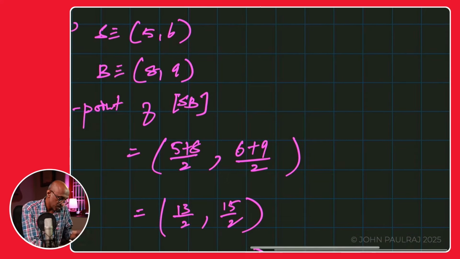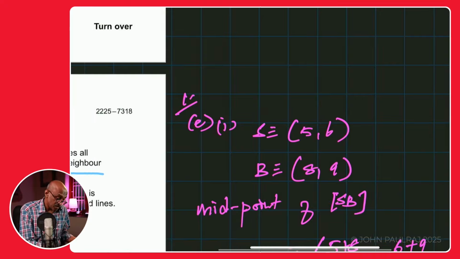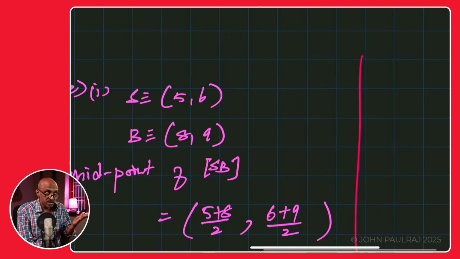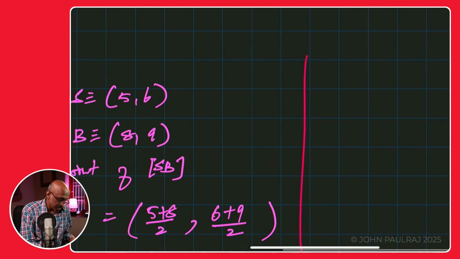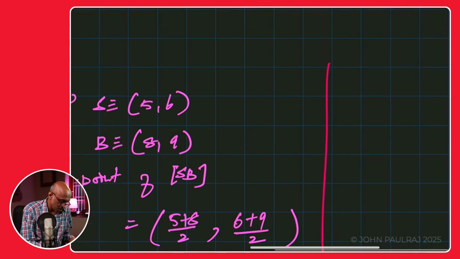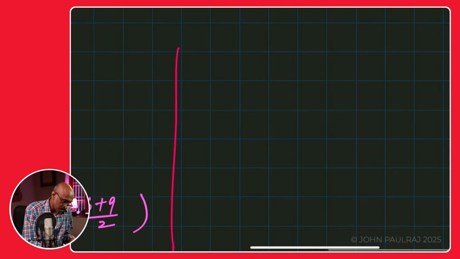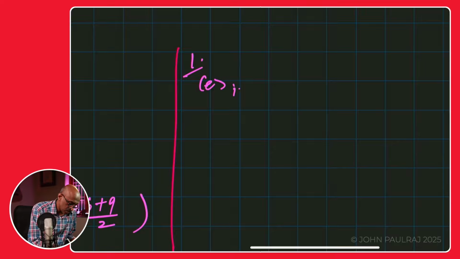Actually it's the equation of the perpendicular bisector, so we need to take the negative reciprocal. Let's not forget that. It's not the equation of SB, it's the equation of the perpendicular bisector. So let's go one step at a time. This is 1E part 2, and we'll say slope of SB.